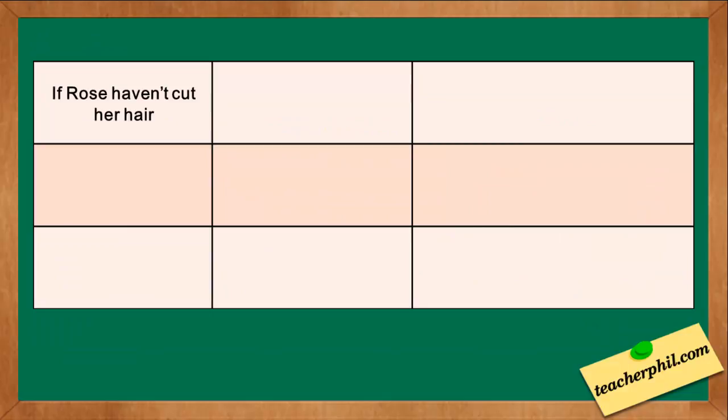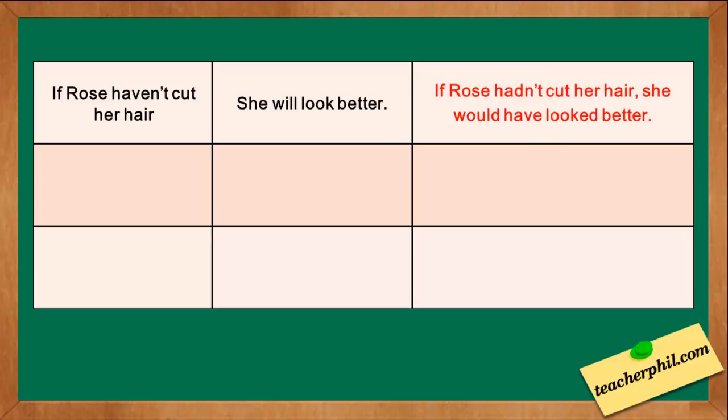The third one: if Rose hadn't cut her hair, she will look better. The correct answer is, if Rose hadn't cut her hair, she would have looked better. If Rose hadn't cut her hair is in the present perfect. We need to change it into the past perfect. The result clause, she will look better, is in the future simple. We need to change it into the pattern would plus have plus the past participle. She would have looked better.